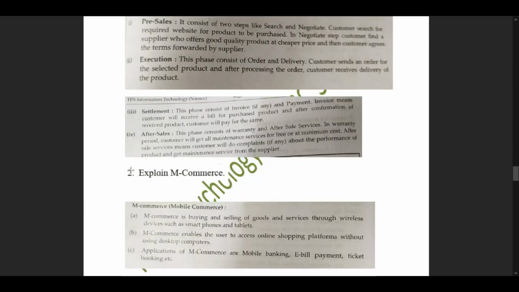Then we move forward to our second question. Explain MCommerce. So MCommerce is mobile commerce. MCommerce is buying and selling of goods and services through wireless devices such as smartphones and tablets. MCommerce enables the user to access online shopping platforms without using desktop computers. Applications of MCommerce are mobile banking, e-bill payment, ticket booking, and etc.